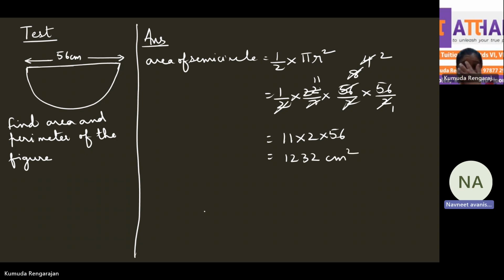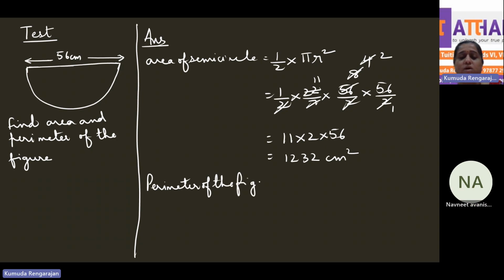Ma'am, we divided and got 1232, but you did not divide and got 1232. That's also fine. You divided and finally got this answer, right? I helped Agnes to get the answer. Yes, ma'am, we got the same. Okay, that's fine.